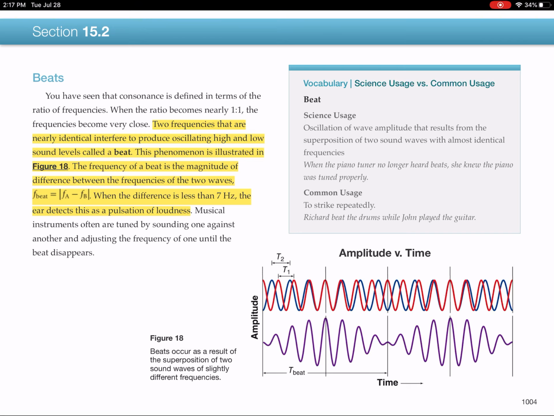All you have to do is take, as it shows there, F beat, the frequency of the beat, is the frequency of the first one minus the frequency of the second one. And then you take the absolute value. So if the first frequency was 150 hertz, and the second frequency was 152 hertz, subtract 152 from 150, 2 hertz. Boom. And it's an absolute value. So that's what we're doing in this particular chapter.